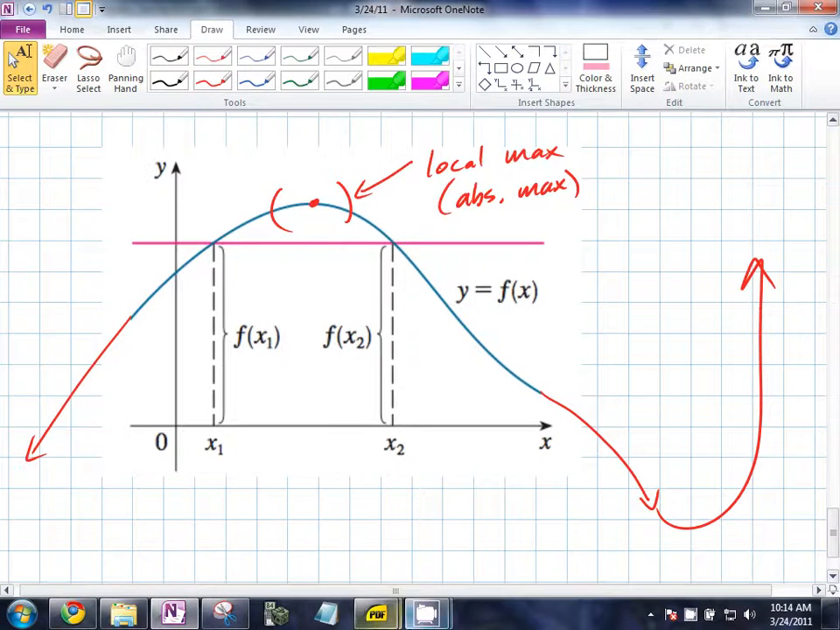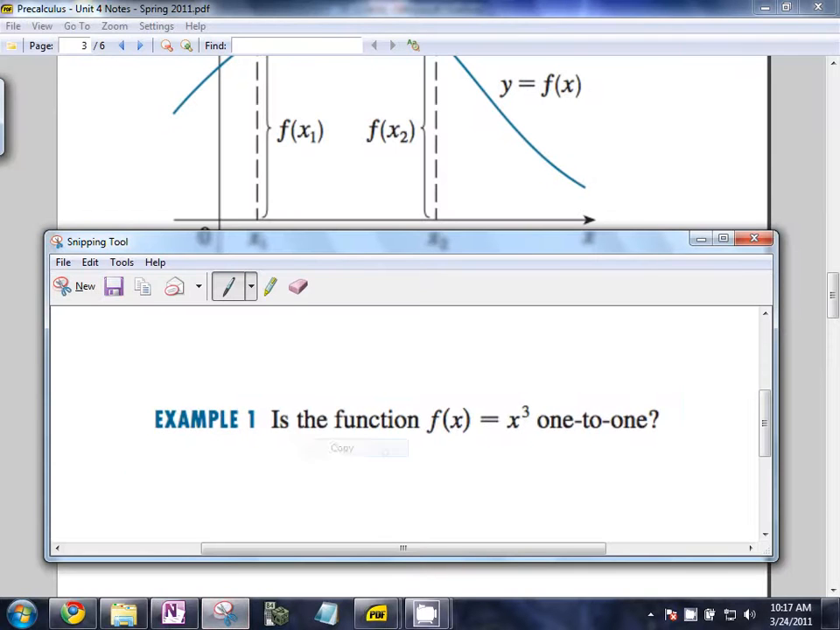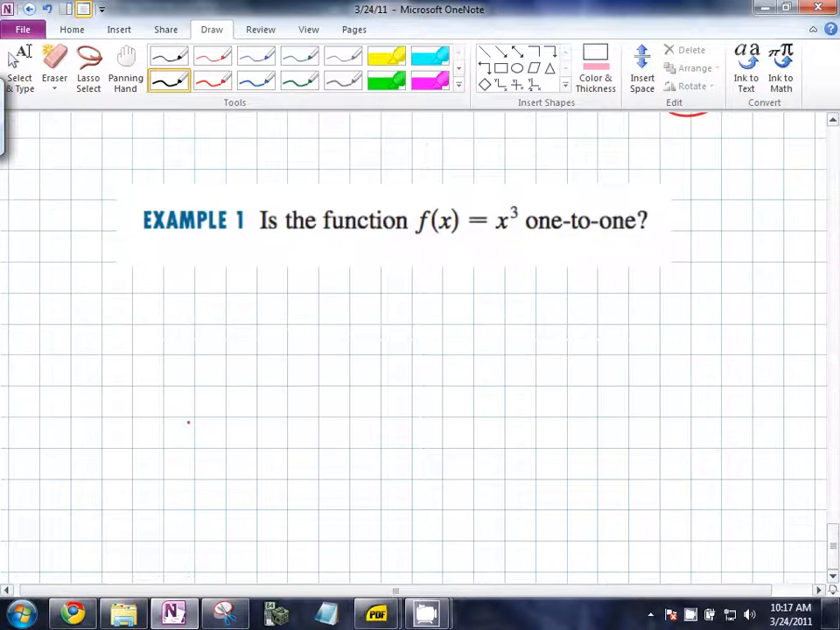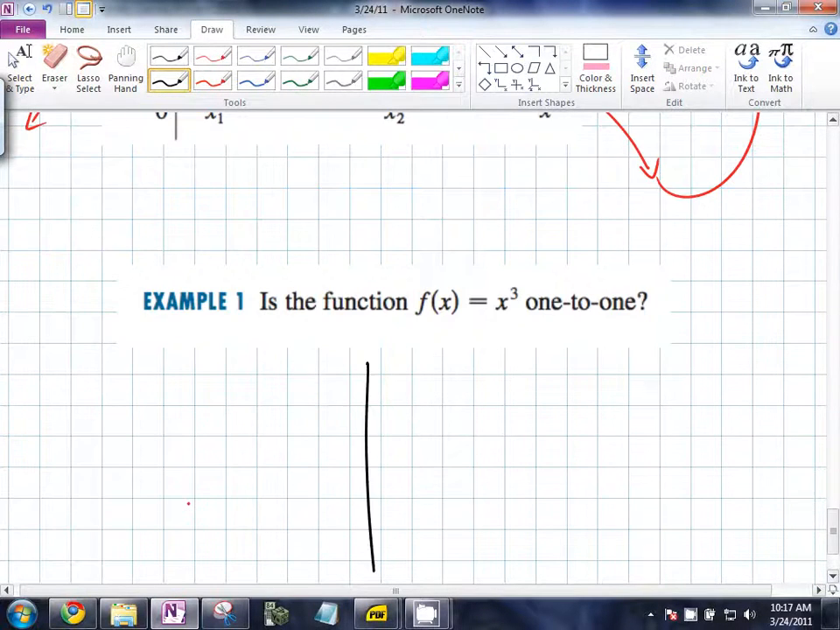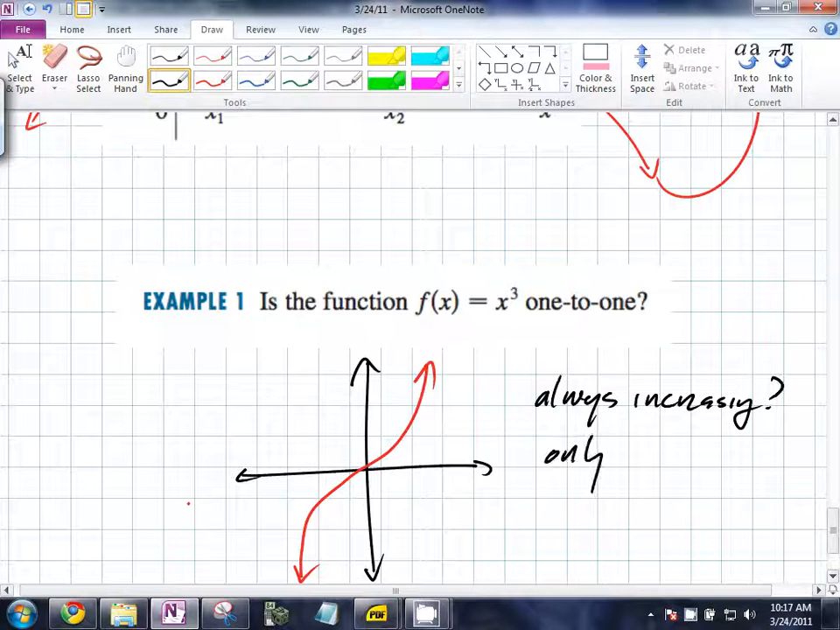Is the function f of x equals x cubed one-to-one? When you actually do it out, is it one-to-one? Well, you know from your sketch here, when you graph it, does this function ever turn around? Is it always increasing? No, but it's only static at one point. Where is it static? 0, 0. Right, exactly. So would you say this is one-to-one?